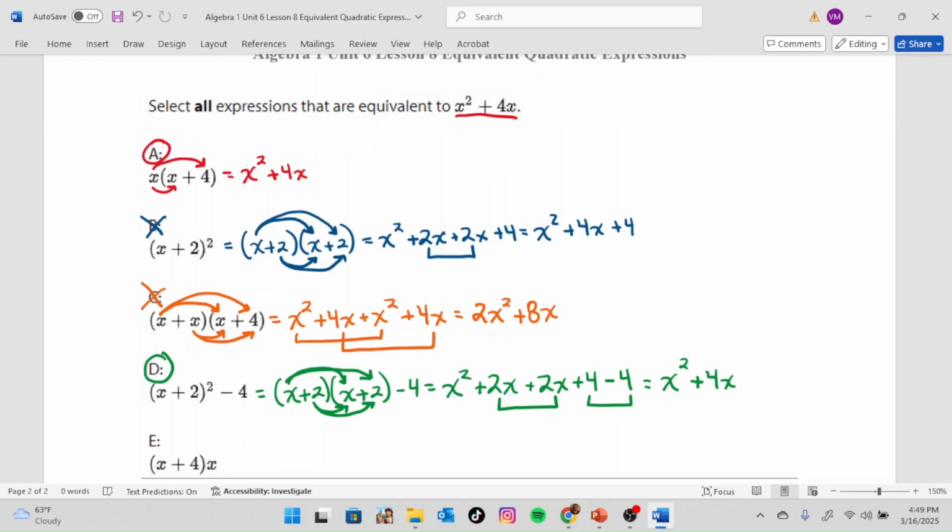And our last choice, x plus 4 times x. We have x times x, which is x squared, and we have x times 4, which is 4x. So we end up with x squared plus 4x. That matches what they gave us at the top, so E is an equivalent expression.